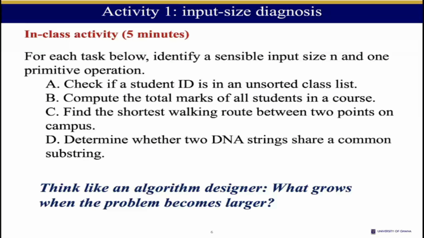Okay. The next one, B. With B, we can have the input size to be the number of marks of the students doing that course. And then the primitive operation could be the cumulative sum of each of the marks that we have. Yeah. Good.